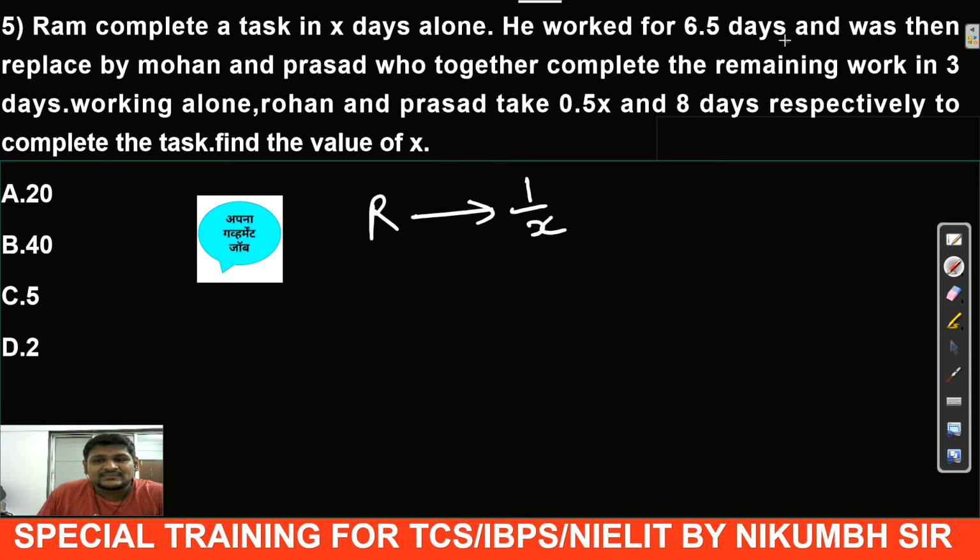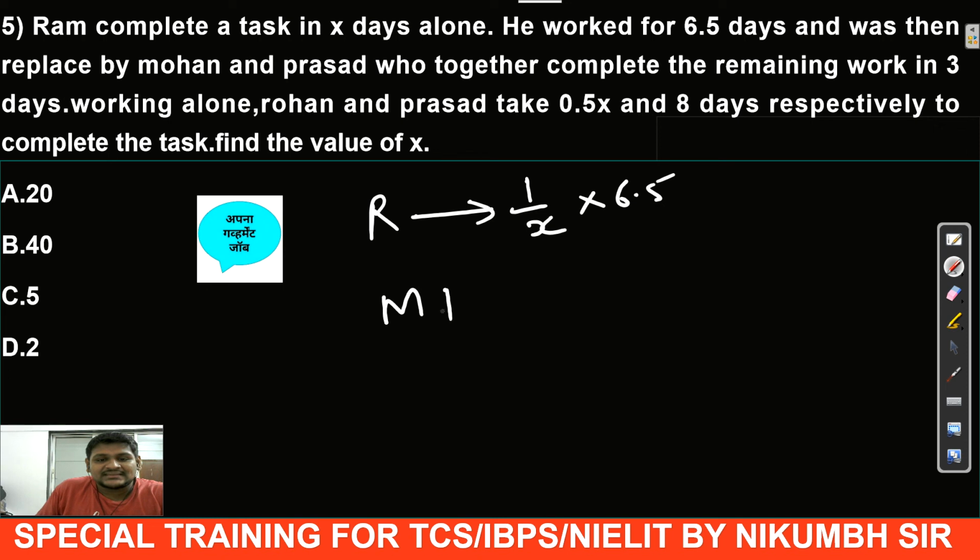He worked for 6.5 days and was then replaced by Mohan and Prasad, who together completed the remaining work in 3 days. So after Ram worked for 6.5 days, Ram is doing 1 by X work per day. This is the per day work, and he is working for 6.5 days.